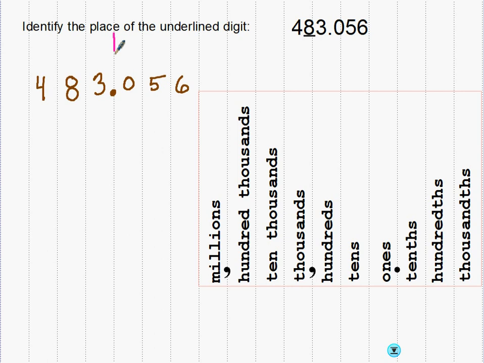And I'm going to draw a line right down through my decimal point, just like this. And this helps me to understand that everything on the left side of the decimal is on the whole number side. Everything on the right side of the decimal is a decimal place. This all represents a part of a whole. This is less than one whole.